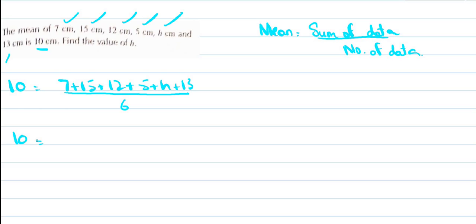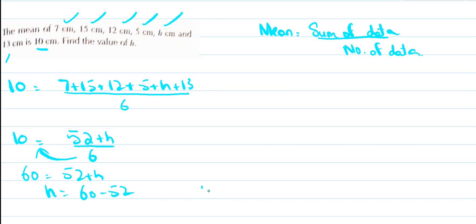Now if you were to add these numbers, it would become 52 plus h. Of course you can't add h because h is a variable, upon 6. Now 6 will multiply by 10, which means 60 is equal to 52 plus h. h is equal to 60 minus 52 and therefore the value of h is 8. Now in some questions, the mean would already be given. You would be required to find the number, and hence this is the way you will find the number.